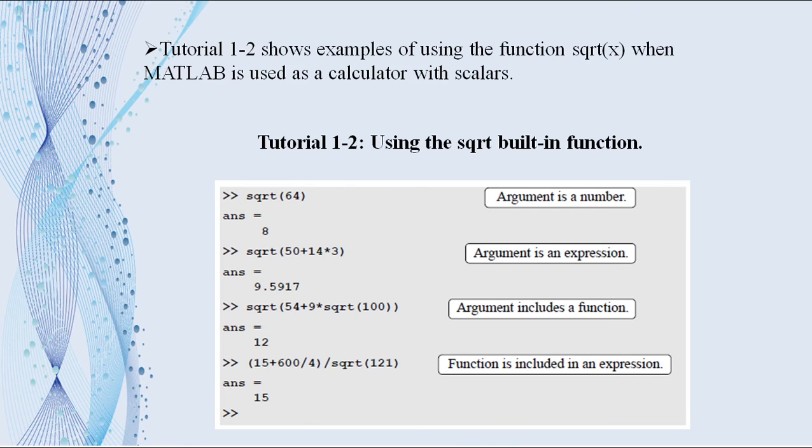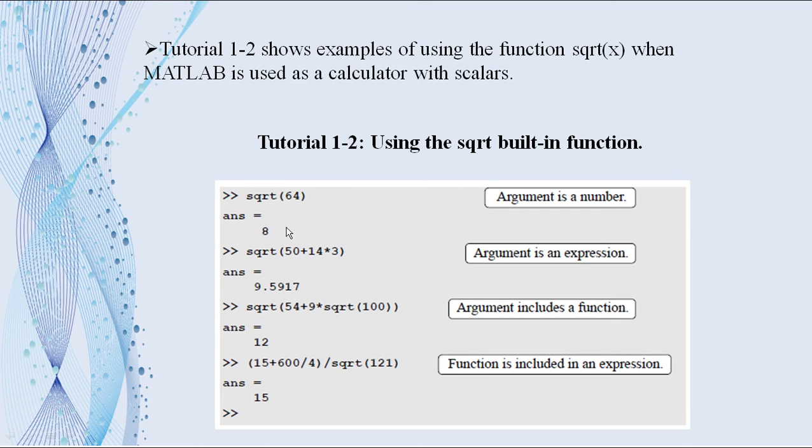In this tutorial 1.2, it shows the example of using the SQRT functions when MATLAB is used as a calculator in the scalars. So using the SQRT built-in function, we have an example here. SQRT of 64 is what? The answer is 8. So it is used as an argument. The next one, SQRT of 50 plus 14 into 3, is also used as an argument. The value is given here, the answer.